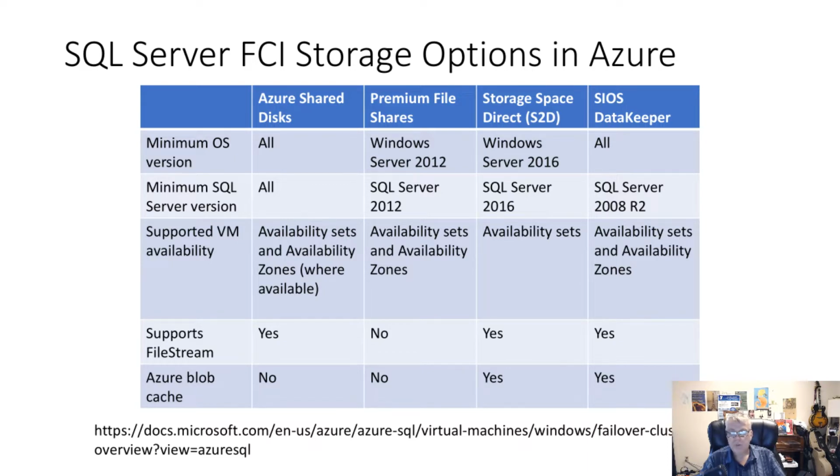Of course, it does support failing across availability zones. It even supports failing across regions with the asynchronous option. So it supports both synchronous replication, which is typically used between availability zones, or asynchronous if you want to replicate greater distances or do some sort of hybrid cluster on-prem into the cloud. So there's lots of options there. And it does support file streams and the Azure Blob Cache.